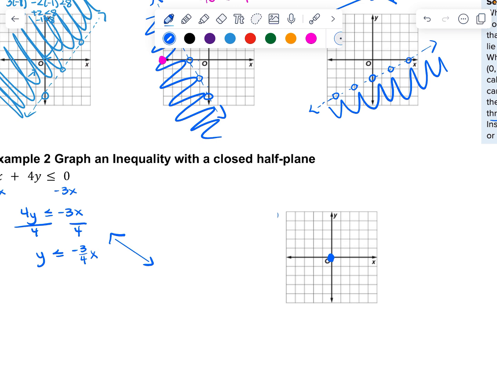So my slope is negative 3/4. So 1, 2, 3, 1, 2, 3, 4.